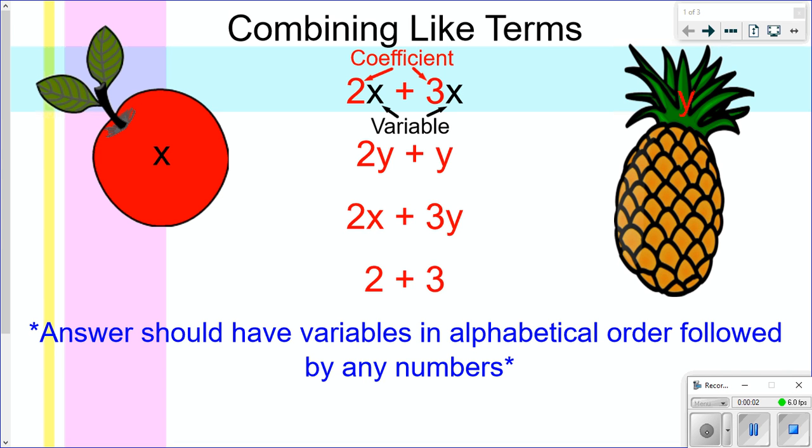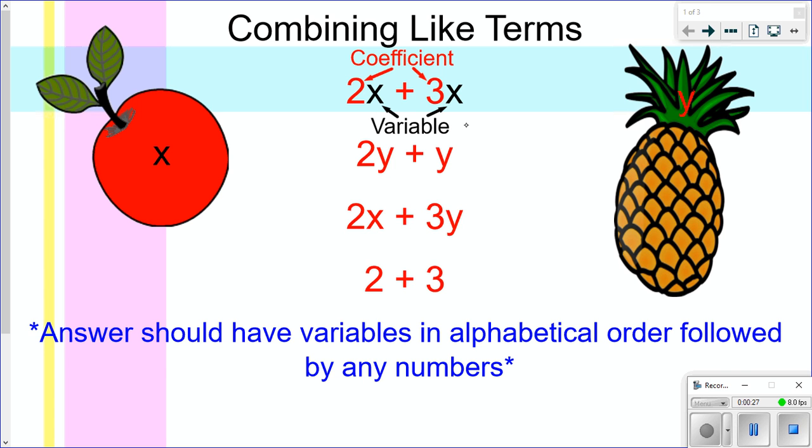This lesson is on combining like terms. If you've already seen my introduction to combining like terms and my analogy of the apple and pineapple, then you can skip ahead to the examples. So this lesson is going to include addition and subtraction. My introduction to combining like terms was only addition. If you haven't seen that, then you're going to get the whole thing.